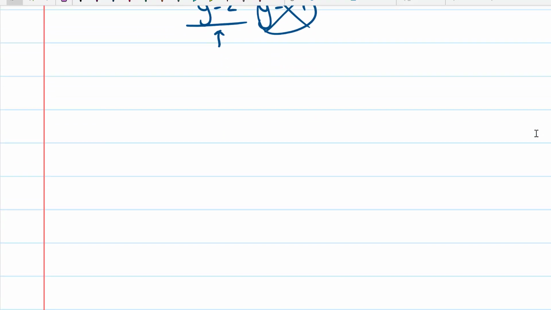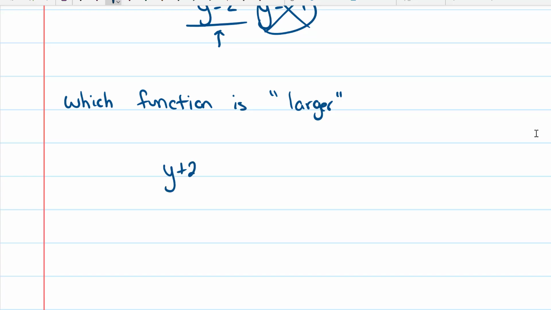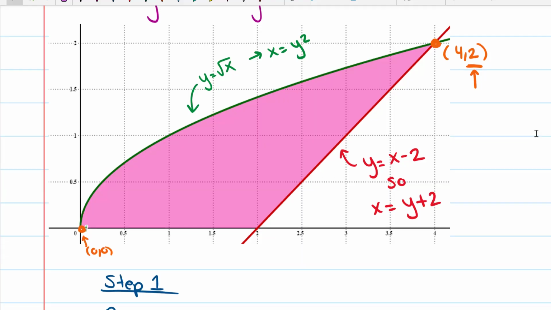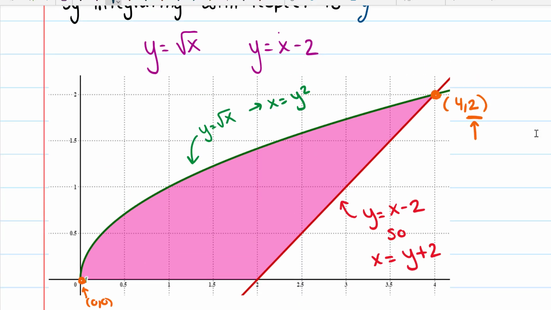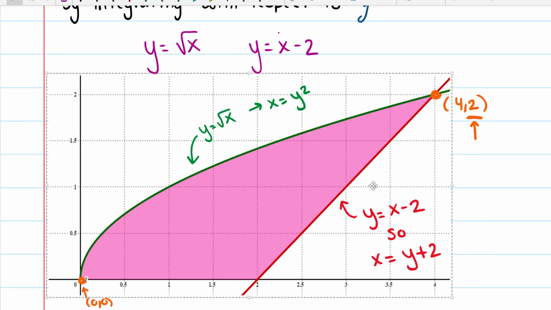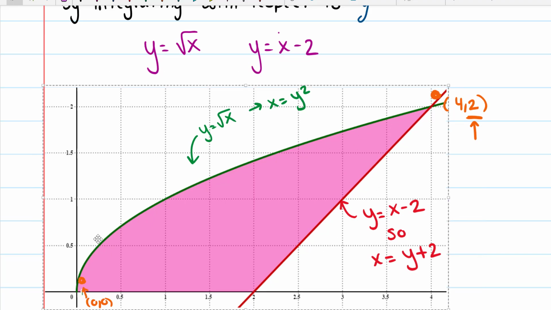So what we need to do now is determine which function is larger. And I put larger in quotation marks because the function itself is not actually bigger, but we're trying to determine which function we subtract from which. Well, just looking at the graph, we know that y plus 2 is greater than or equal to y squared on the interval [0, 2]. So by looking back at the graph, you see that this red function here is strictly larger than this function right here.